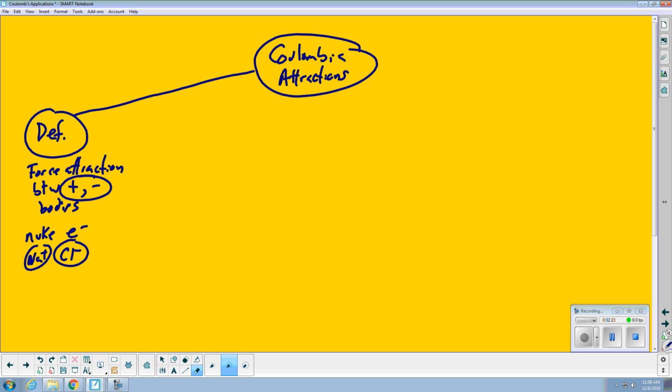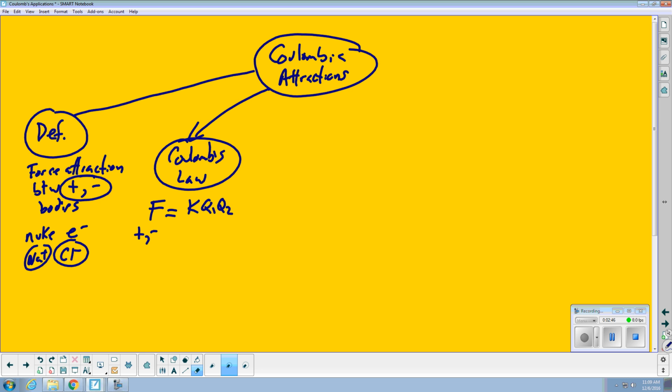Great. Now, we can explain a lot of these forces based on something called Coulomb's law. I don't know who Coulomb is, nor do I really care, but he has a pretty good equation. It says that the force of attraction between a positive and a negative is equal to k Q1 Q2 over r squared. Now, k is a constant. I don't know what the constant is, but it's a constant, so I don't care about it.